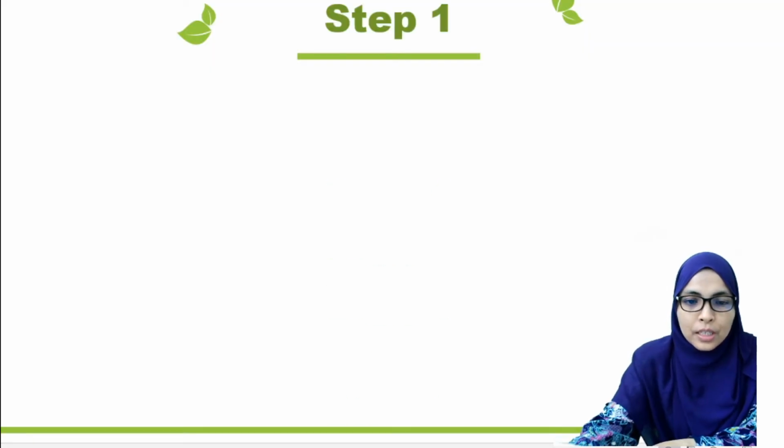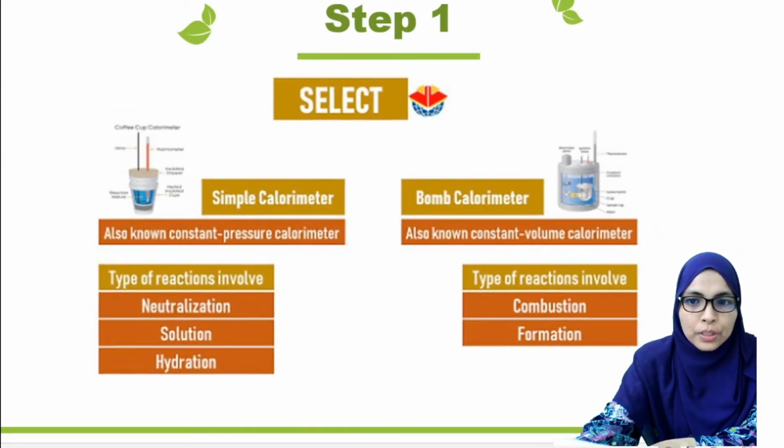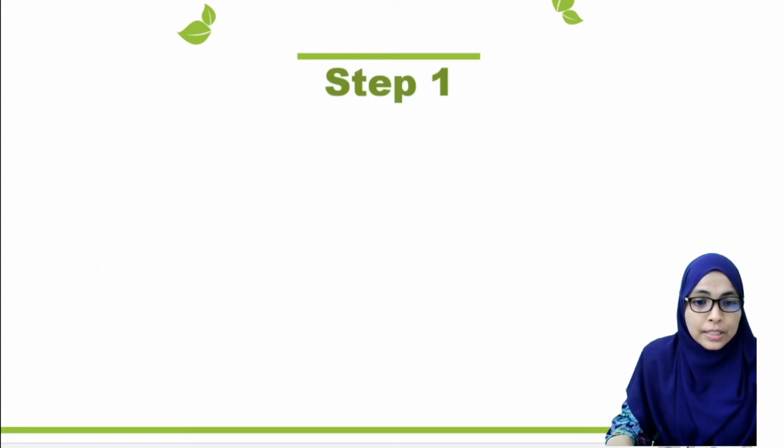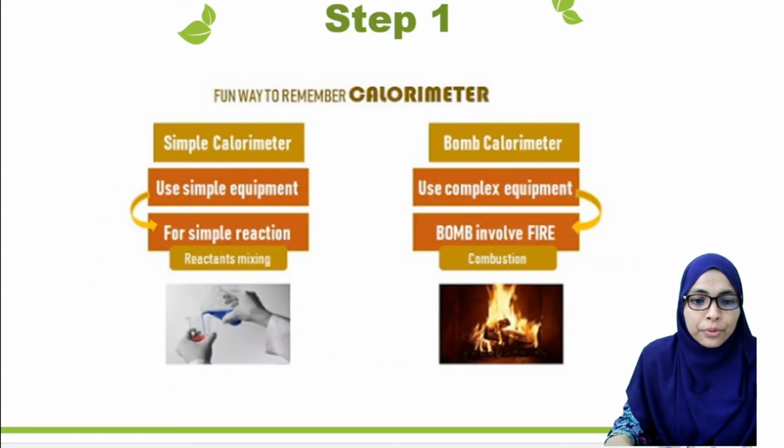Step 1 is select. Students need to determine the correct calorimeter used based on the type of reaction given. In step 1, there are fun ways to remember calorimeter. Simple calorimeter use simple equipment for simple reaction. It is mixing of the reactant. But for bomb calorimeter, use complex equipment such as bomb involve fire. Therefore, we use combustion reaction.